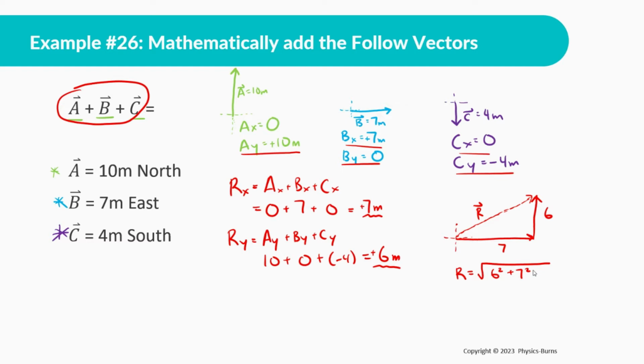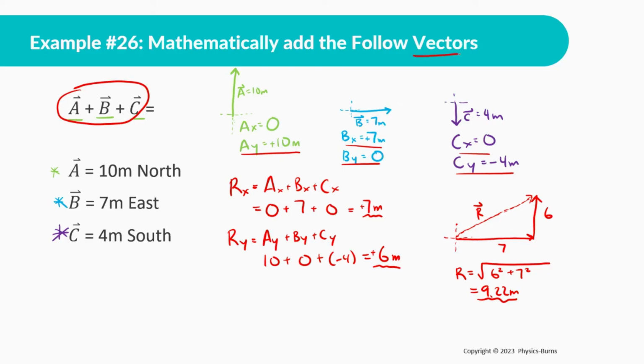Looking for my calculator. Great. So now I'm plugging this into my calculator. Square root of 6 squared plus 7 squared, and then I get 9.22. And that should make sense because the hypotenuse should be the biggest one. So 9.22 meters. But that is not my answer yet.